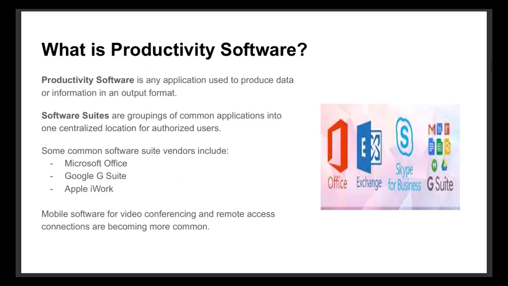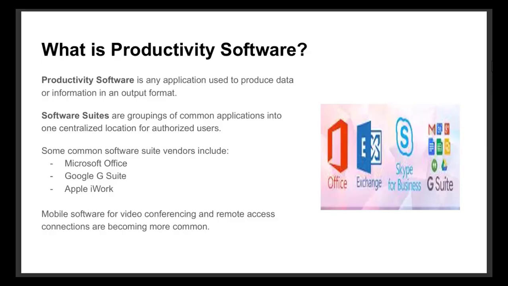Productivity software commonly comes in groupings of several different types of applications known as a software suite. These will be several applications that will be produced by the same vendor that will allow us to group all of these different applications into one installation for our users on their computer devices. Some common software suites that you will see include Microsoft Office, Google's G Suite and Classroom, and Apple's iWork.